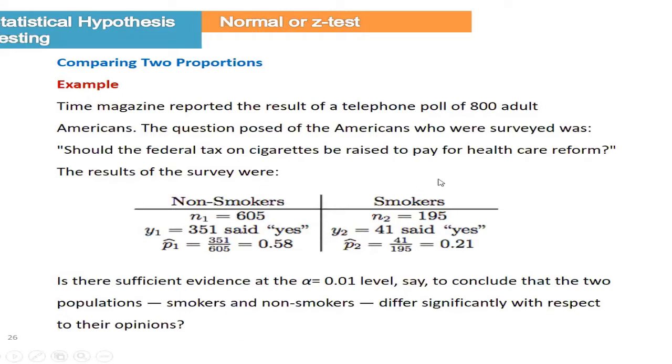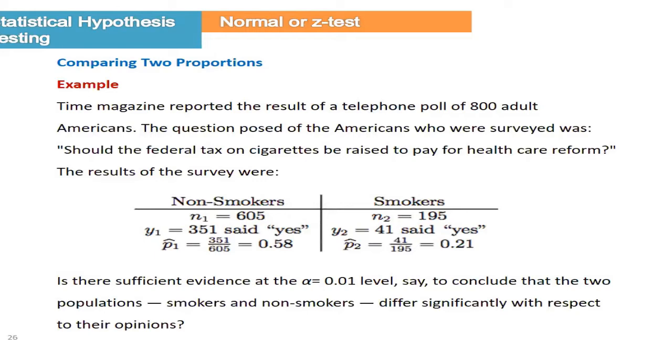This is from the research paper I put it for you. So there is a question from the Time magazine. There are 800 adult Americans. One group is non-smoker and one group is smoker, and the government wants to increase the tax for the healthcare reform. So what did the smoker say and what did the non-smoker say?